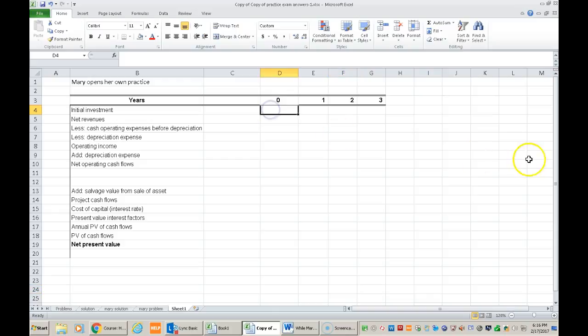The first is, what is the initial investment? We enter this as a negative. She's going to invest $500,000, in year 0, in the beginning. In years 1, 2, and 3, she said that she would earn revenues of $700,000, so we populate that. Now we have to subtract the expenses, right? Her expenses are $400,000 each year.